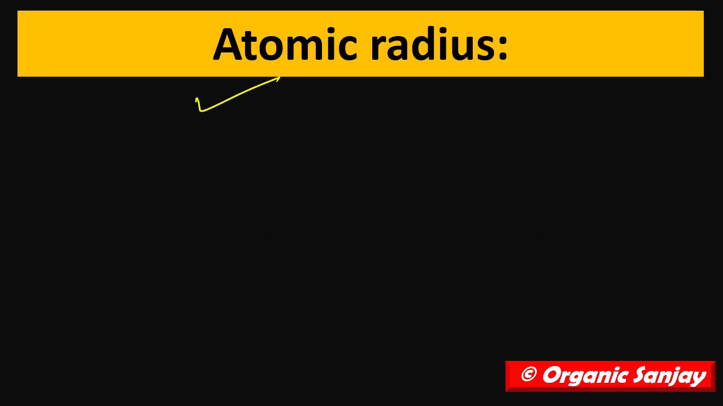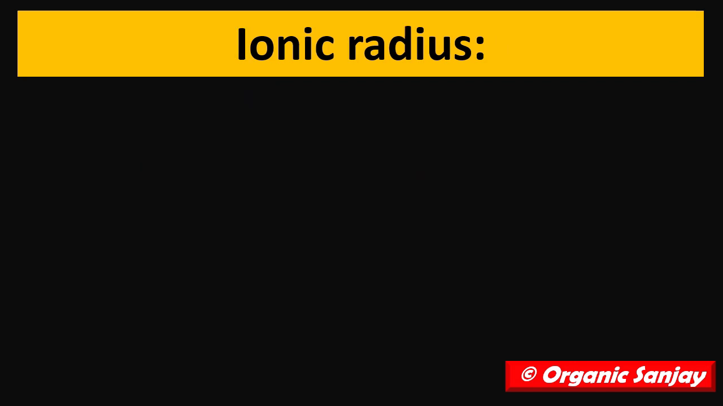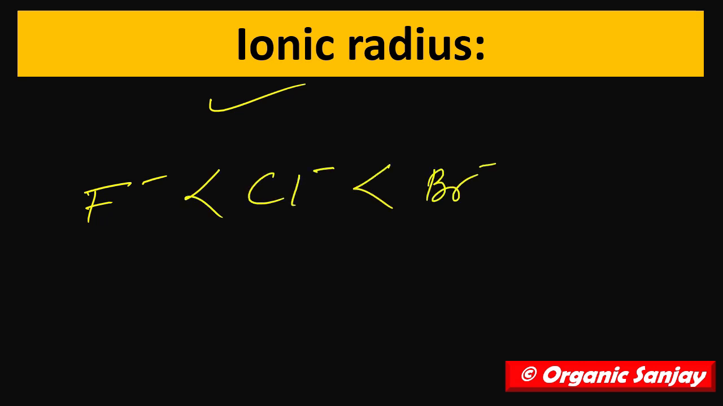Regarding atomic radius, the order will be fluorine, chlorine, bromine, and iodine. Regarding ionic radius, the order will be fluorine minus, chlorine minus, bromine minus, iodine minus. So it shows halide ions. Okay, these are the halide ions, and I have kept them here according to their order of the ionic radius.